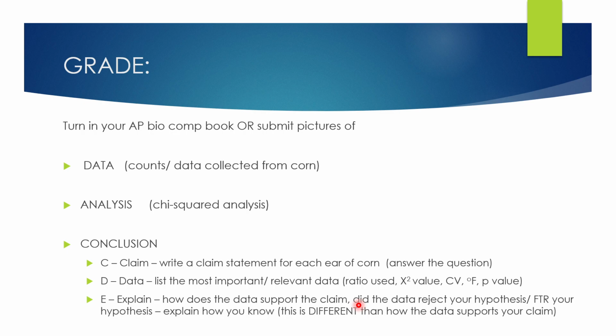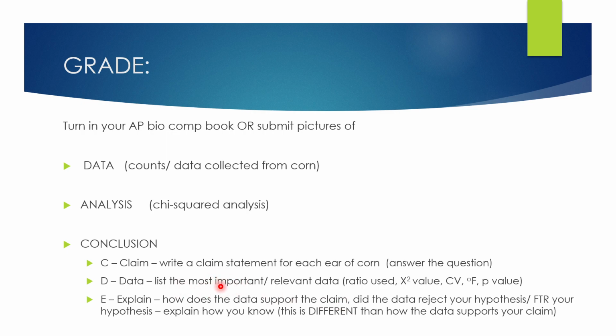Then go ahead and continue on and tell me, did the data reject your hypothesis or did it fail to reject your hypothesis? Explain how you know this. This is different than just showing how the data supports your claim. This is more information. You have to talk about your hypothesis. What did you see? What was going on? Why did the data that you have reject your hypothesis?